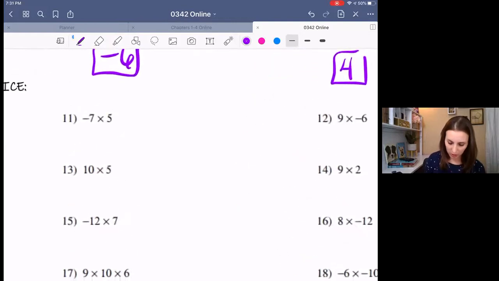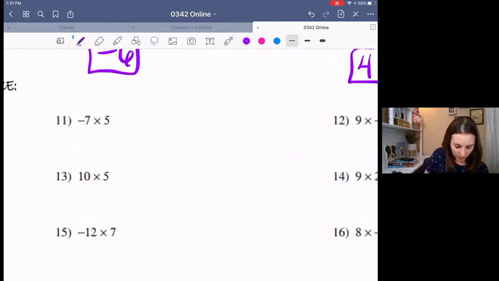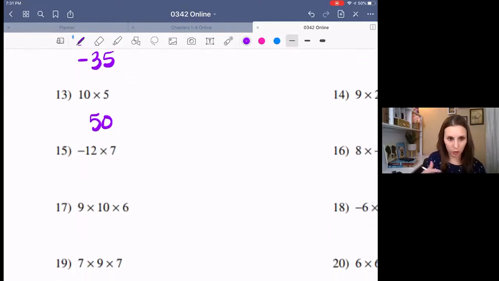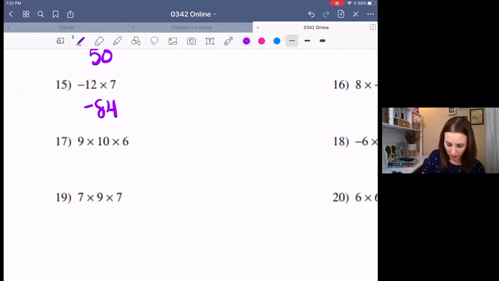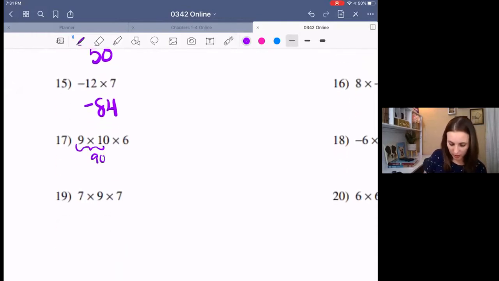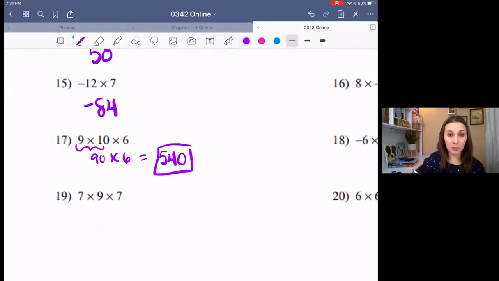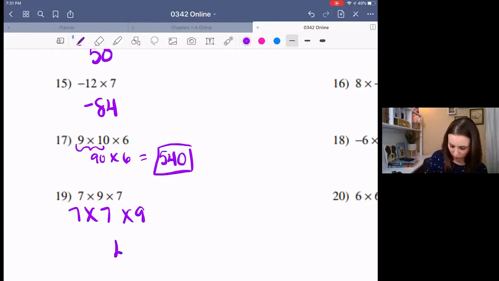So you should get, if you're hitting play now, -35, 50. I'm going down. I know it's the wrong order, but I'm just going down because that's how my brain works. -84. This was a big one, 9 times 10 times 6. You can do 2 at a time. And then same thing here, you could do 7 times 9 times 7, or you can use the commutative property. Doesn't matter, you'll get the same answer, which is 441.